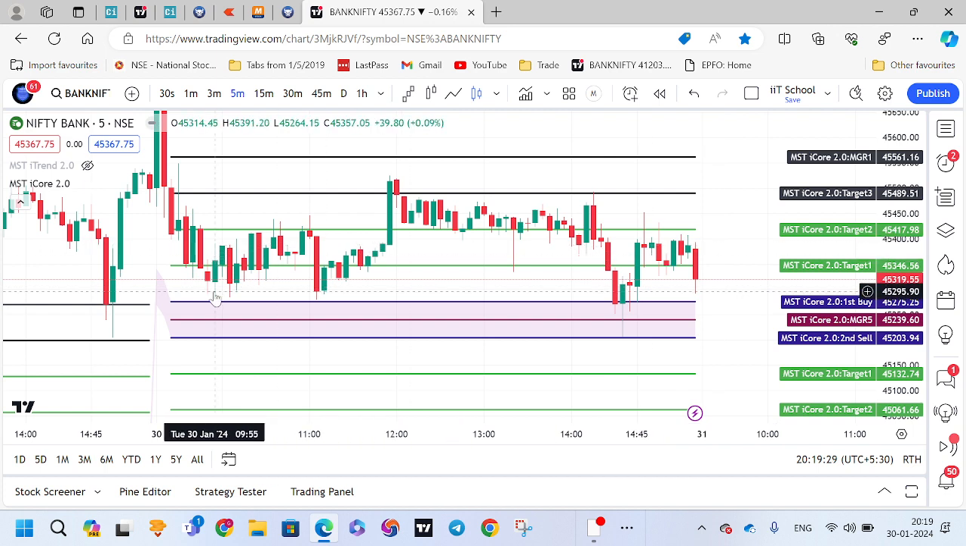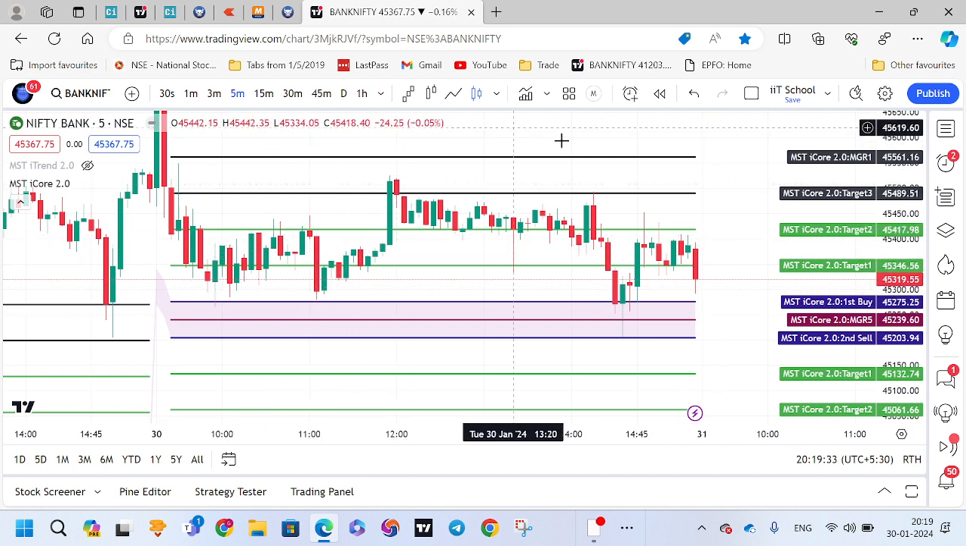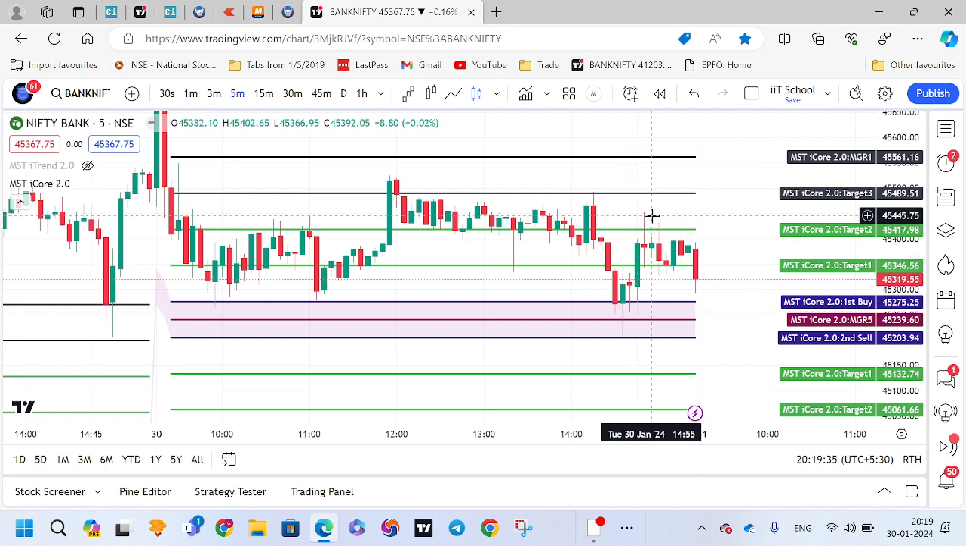First we got the entry here, target hit. Again we got the entry here, all the targets hit. Again we got the entry here, again target hit. The one thing I would note here is, once we get the entry, if we are going for the next entry, don't go for the entry immediately. Wait for the confirmation. Let the market close above this zone, and only then go for the entry.